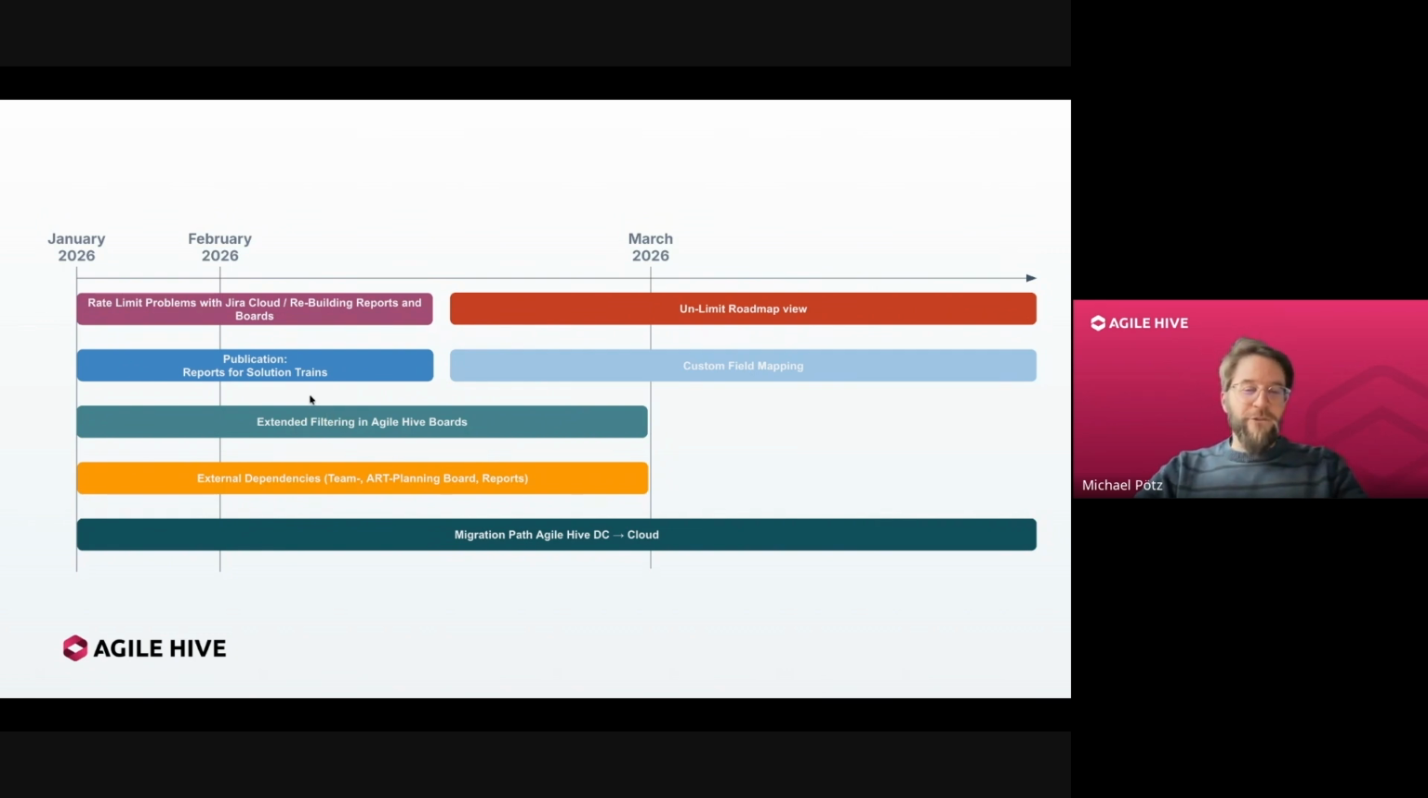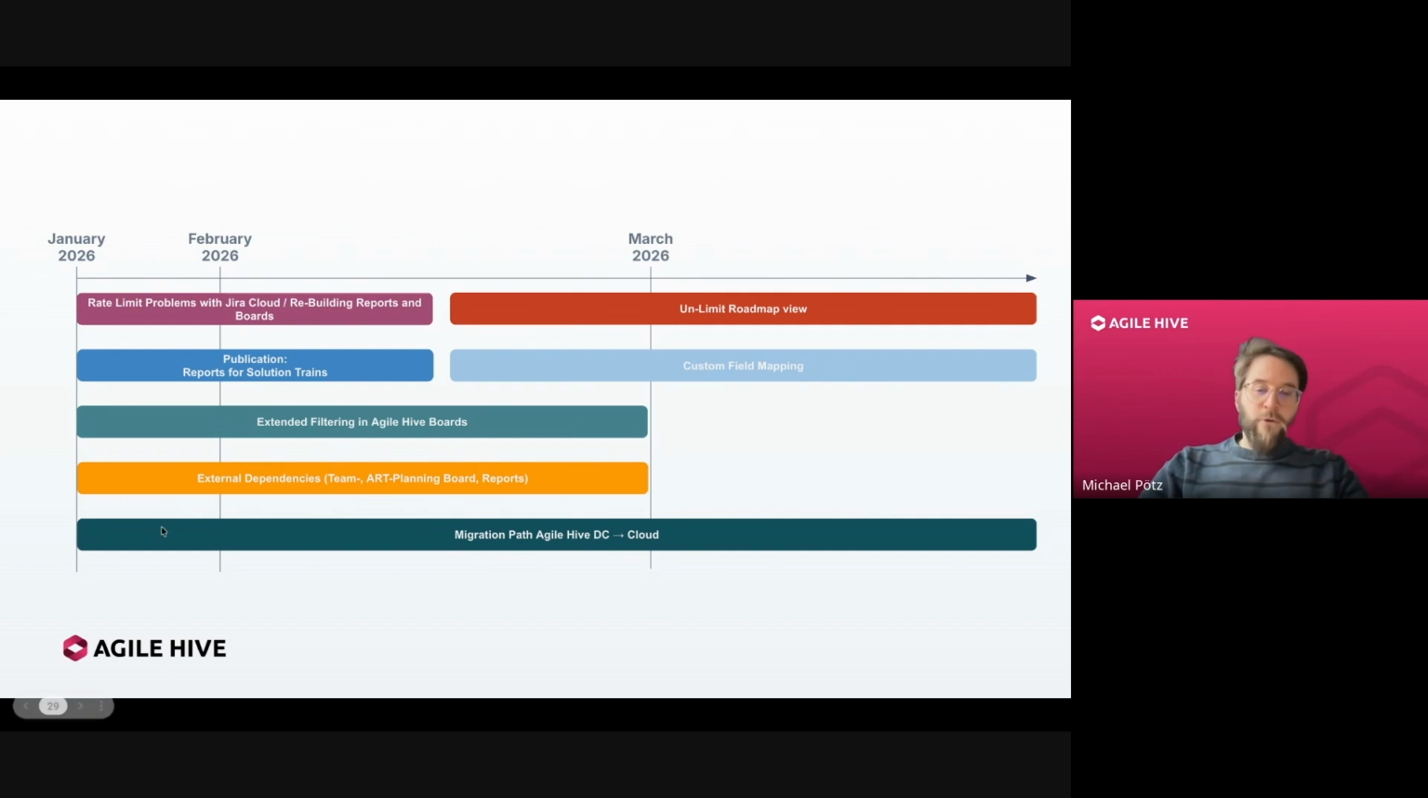Also, as you have just seen, we are currently extending the extended filtering options that I've presented to you to the other boards in Agile Hive as well. And we started working on showing you external dependencies on our boards, the team ART planning board and the reports. And later on, we're going to think about how we want to display external dependencies on the roadmap as well. I'm going to give you a short sneak peek into the current state of the implementation for the team breakout board in a minute.